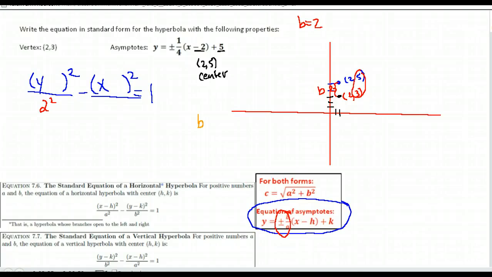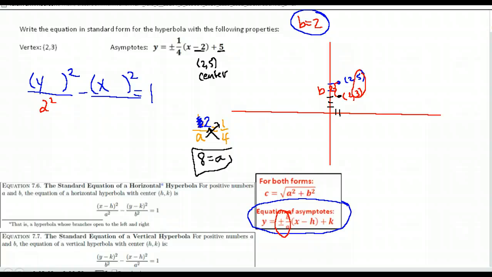So let's set that up. We know that b over a should equal 1/4, and we know that b is 2. So let's just replace this b with a 2 and solve for a. That'll work out pretty slick. So if we just cross multiply here, we get 8 is equal to 1a, or a is equal to 8. Awesome. We are pretty much done. Under our x here, we have 8 squared. This was our a squared.